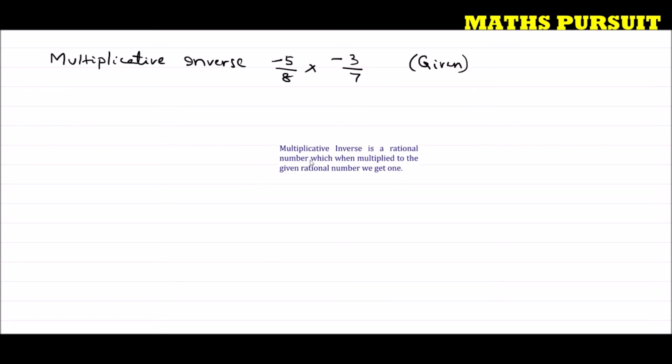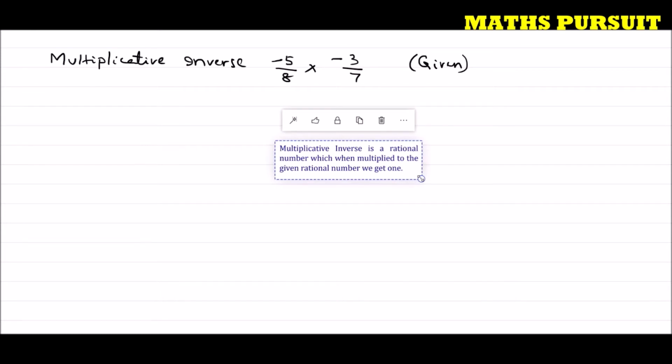Here the question is asking us to find the multiplicative inverse of -5/8 into -3/7. This is what is being given. So guys, before moving ahead and before trying to find out the multiplicative inverse, let us try to understand what is meant by multiplicative inverse.